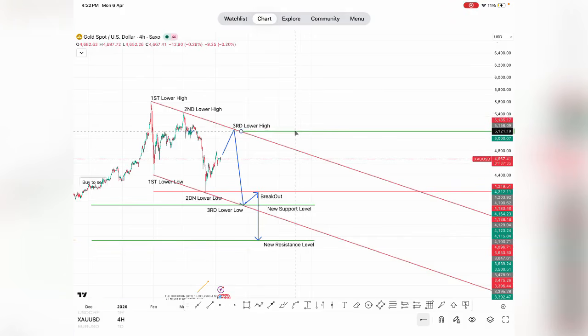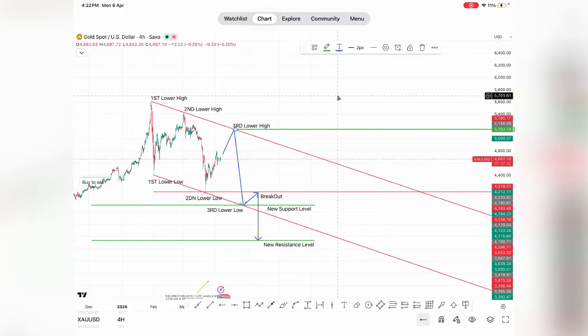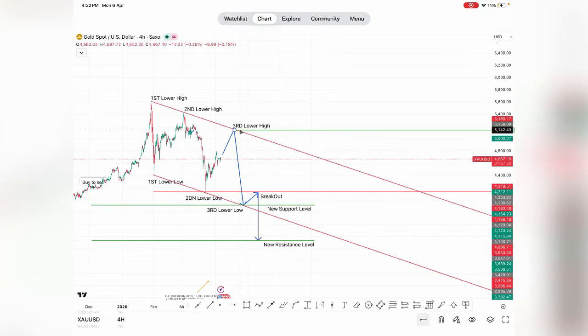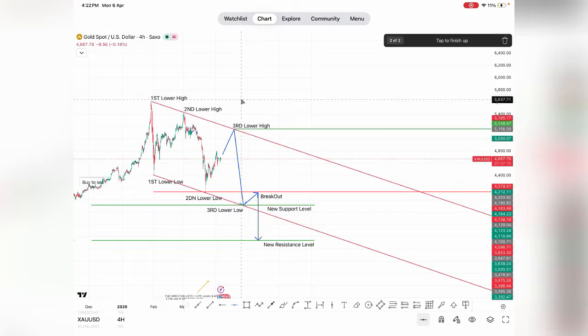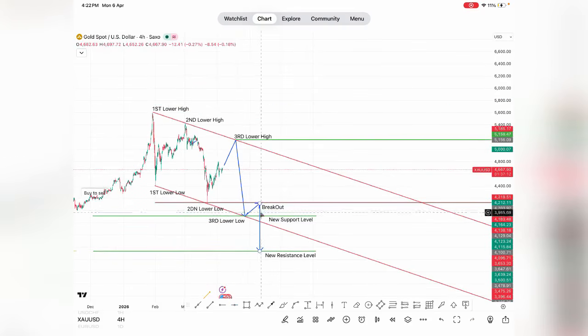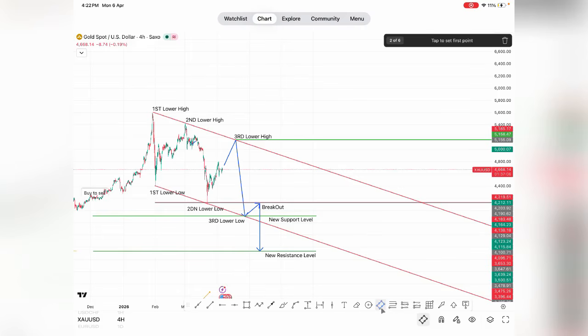So if you are picking the trade here, you can't set a stop loss below this line. No, you need to set a stop loss outward. You need to set a stop loss here.